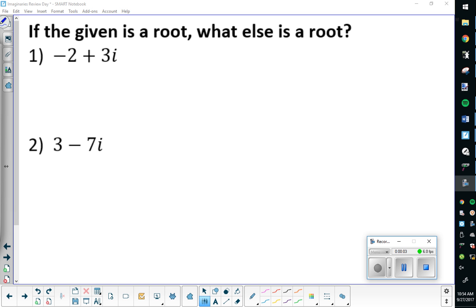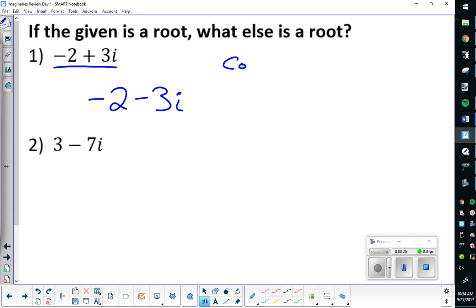So the first problem here says, if the given is a root, what else is a root? This is the easiest question we could ask. If negative 2 plus 3i is a root, what else has to be a root? What is that called? Negative 2 minus 3i compared to negative 2 plus 3i. That's the conjugate.